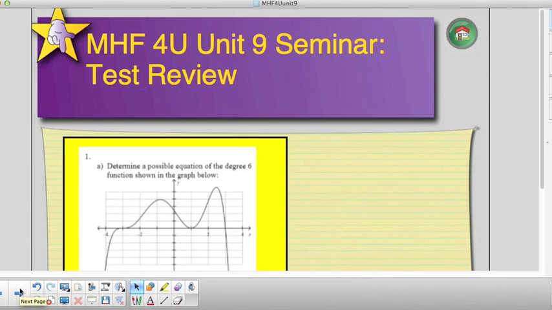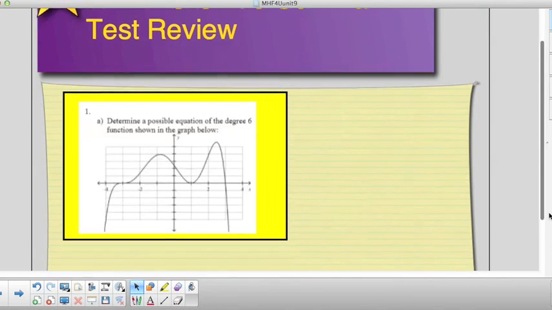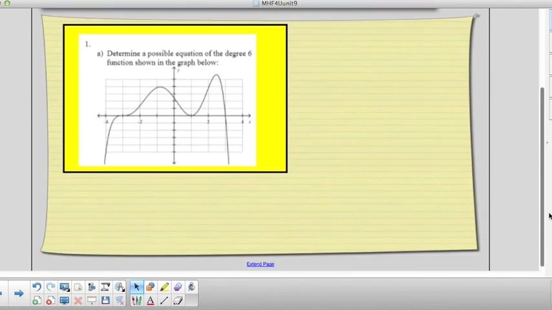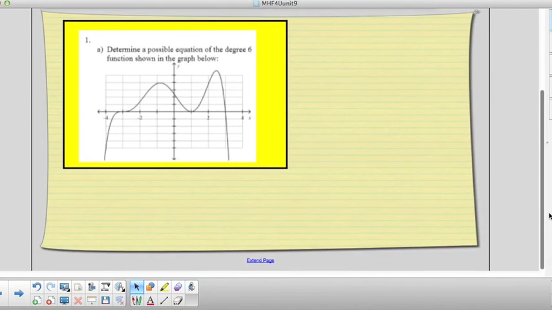Next test review question. Determine a possible equation of degree 6 for the function shown in the graph below. So this has a number of different possibilities, but because it says possible equation, it didn't say determine the exact equation, it said determine a possible equation. So when you have a question like this, the first thing you're going to do is pinpoint the roots. I know I have a root at negative 3, at positive 1, and at positive 3.